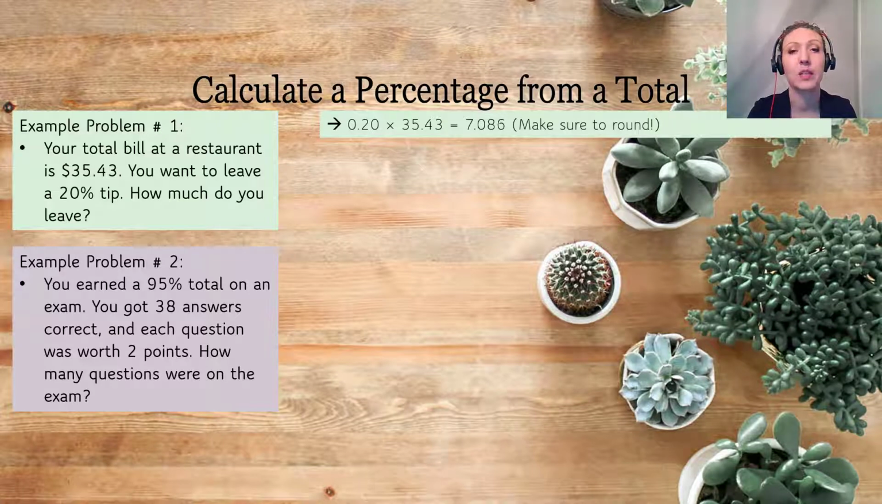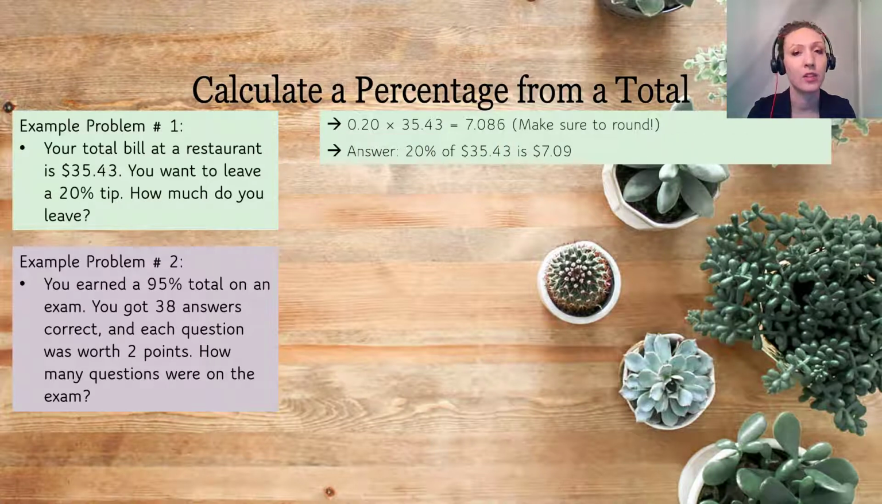And so that is going to give us an amount of 7.086, and we want to make sure that we round at this point. So the final answer to this question is that 20% of $35.43 is $7.09.